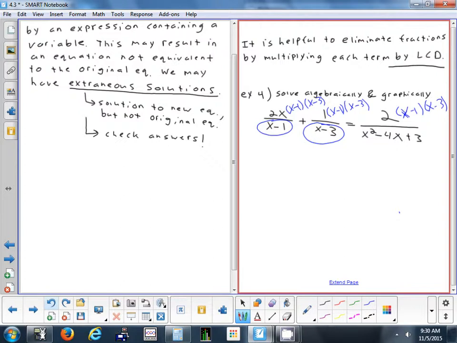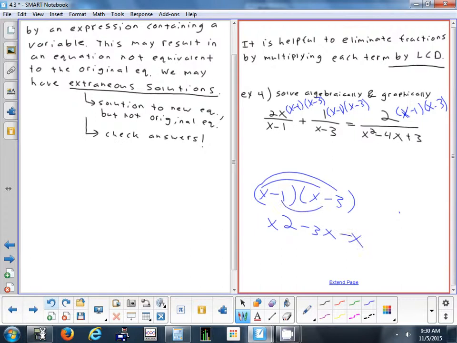You said you foiled the x minus 1 and the x minus 3. What happened with the top? Why is it just 2? So if we FOIL it, we get x squared minus 3x minus x plus 3. Don't worry about the top. I'm just saying if you take this times that, you get that. That's all.